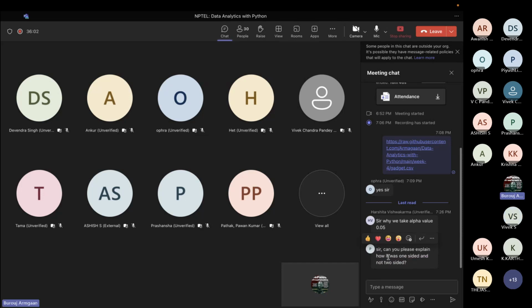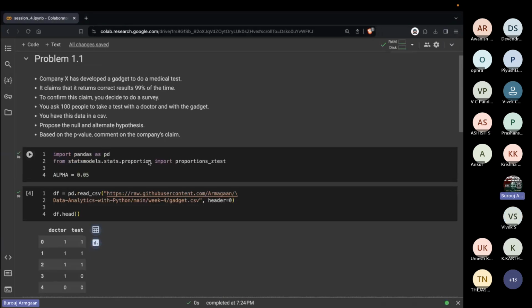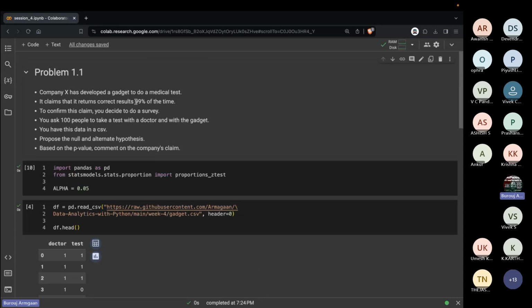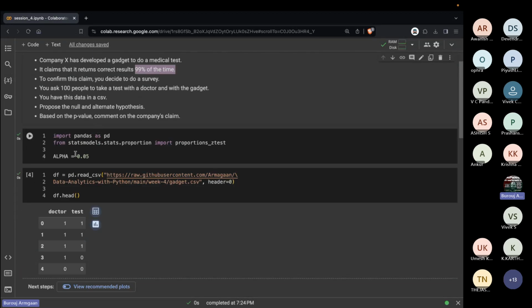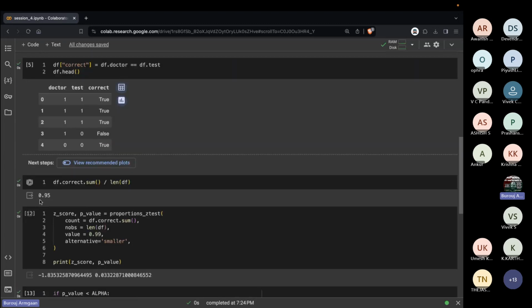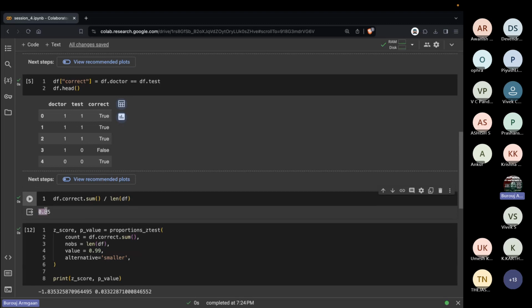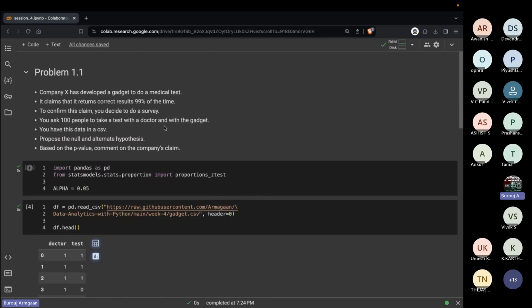Yeah, let me explain that. So the null hypothesis was that 99% of the time I am correct. My alternate hypothesis was that once I loaded the data, I found out that my value was 95%. Now, my alternative hypothesis was that I am below or equal to 0.95. My hypothesis was that I am not equal to 0.95.